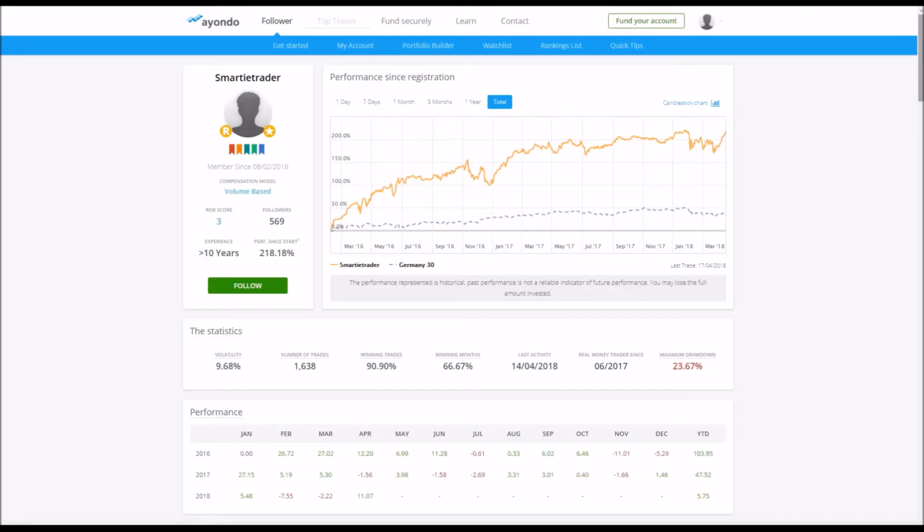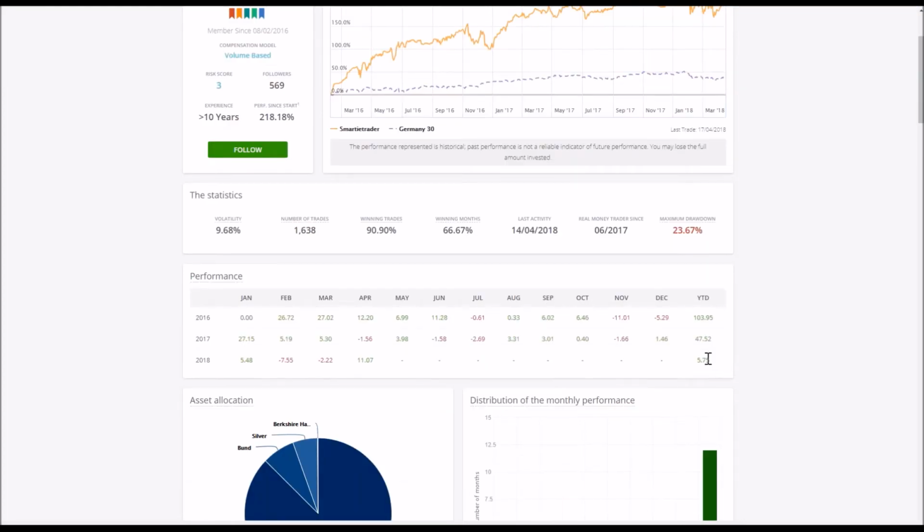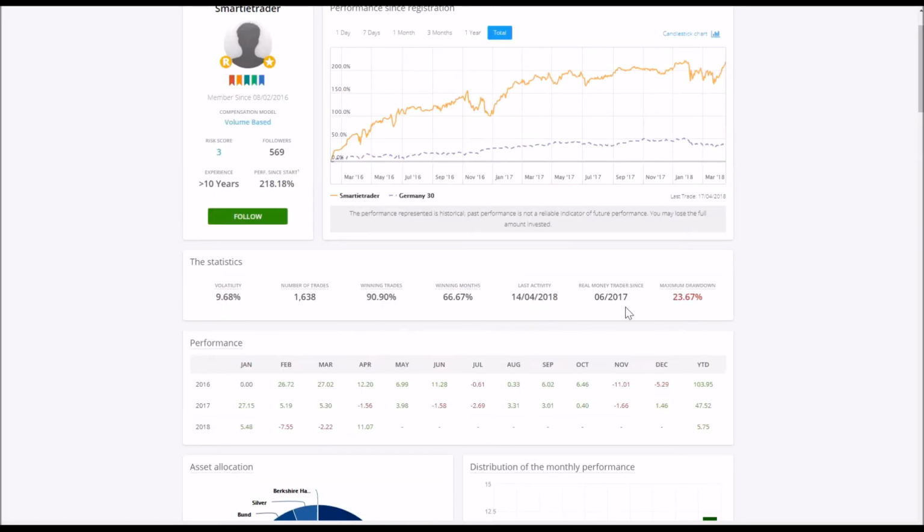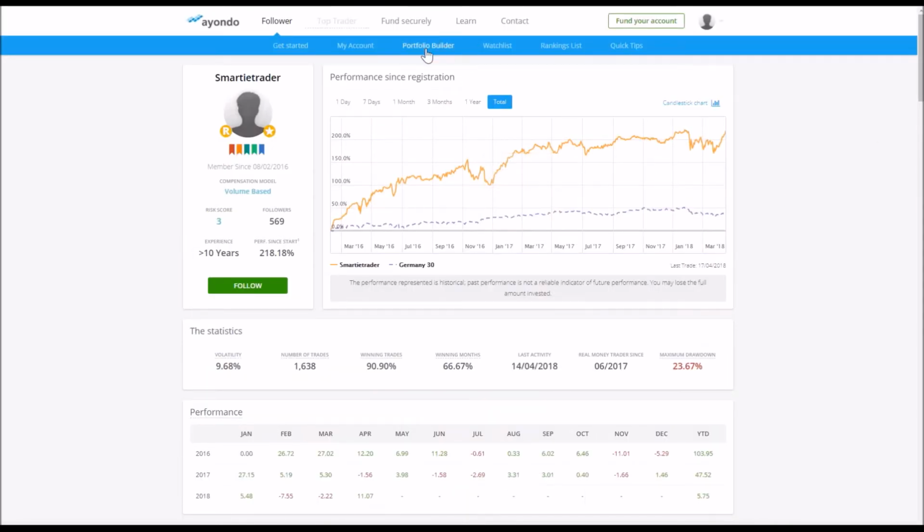They're up 5% for the year. They were up 47% last year, up 100% the year before. Real money trader since June last year, though on the platform since March of 2016. So they're not doing too badly. They've had a good month so far this month in April. So it's very easy just to jump around and see what's going on with your account.